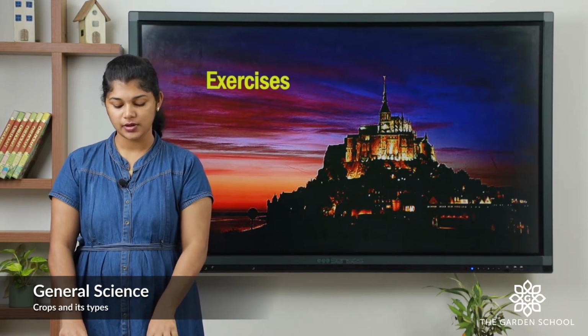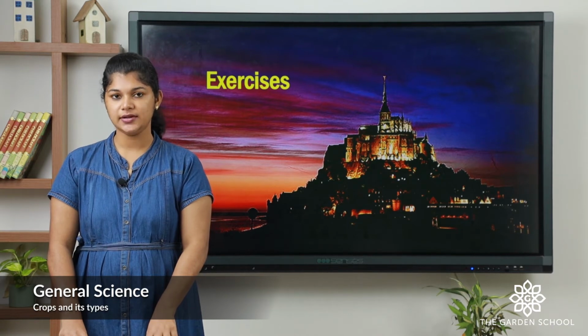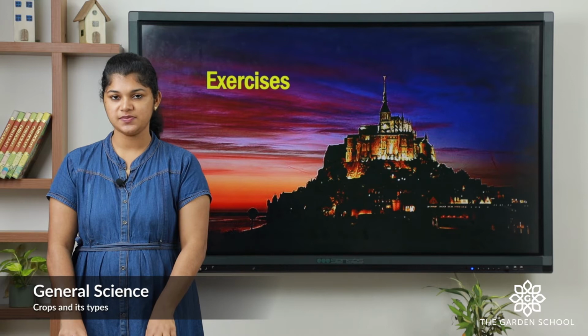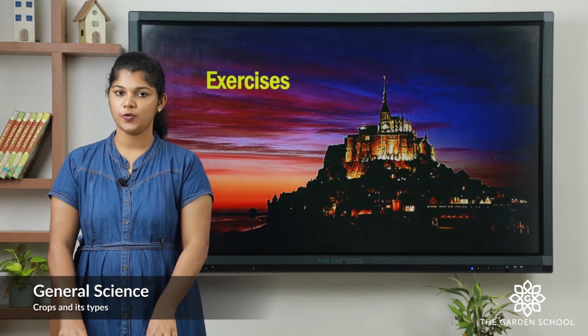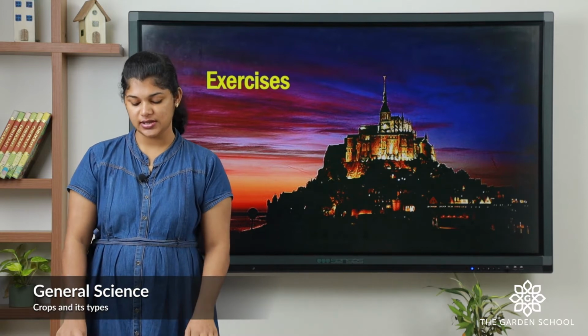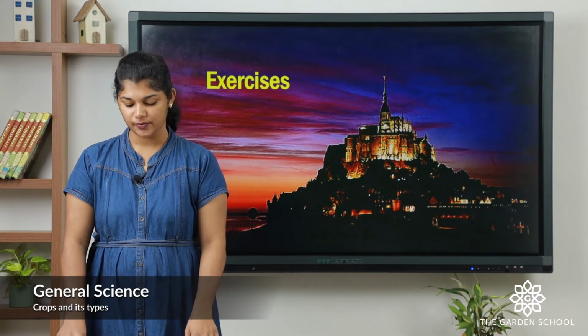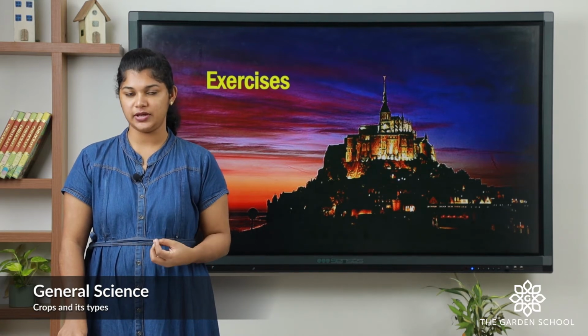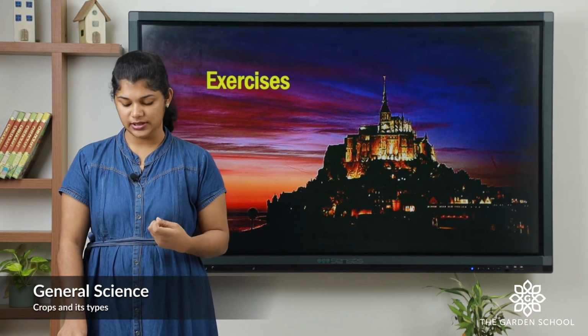Fifth one, the baby plant inside the seed is also called as embryo. Sixth one, seeds of the desert rose plant are dispersed by wind. Okay, move on to the second exercise, that is fill in the blanks. While I read the question, you can write the answer in the given space. Let us discuss the answer later.